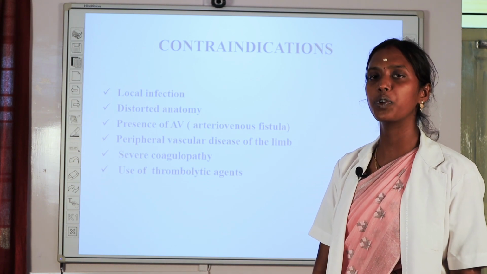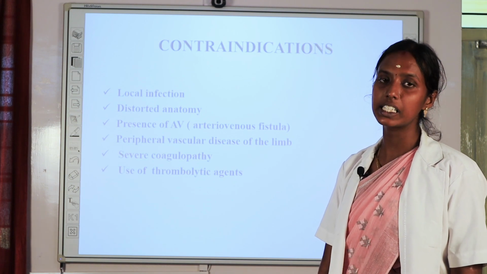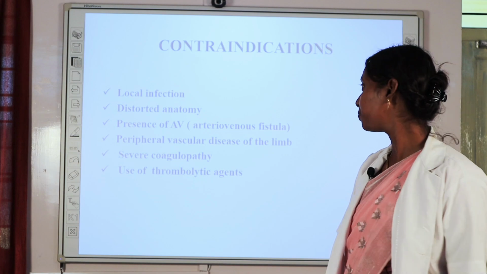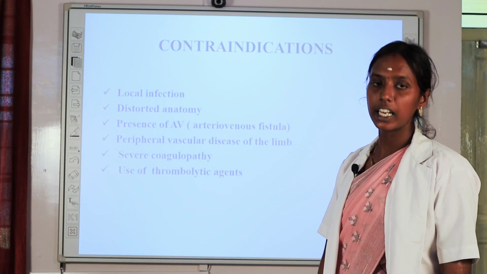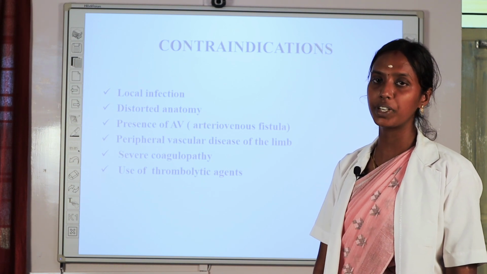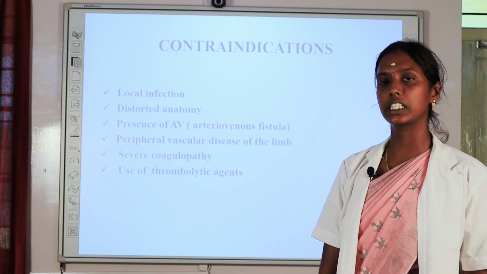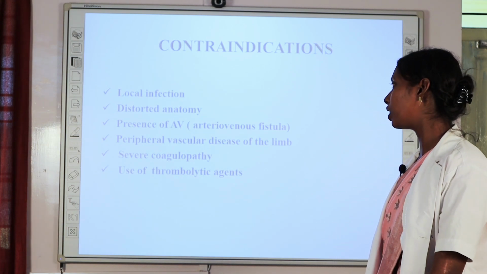In this condition, we will get the blood sample means false or error results will occur for that patient. And next is peripheral vascular disease of the limb. In case the patient is having any occlusion or spasm in an artery, it means there is no collateral circulation for the patient. It leads us to false results.